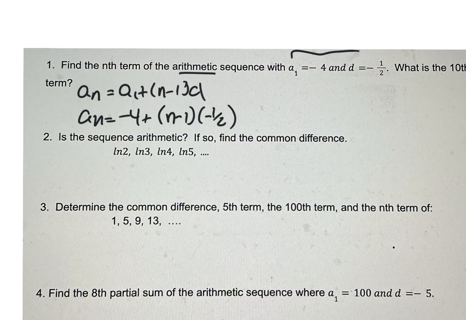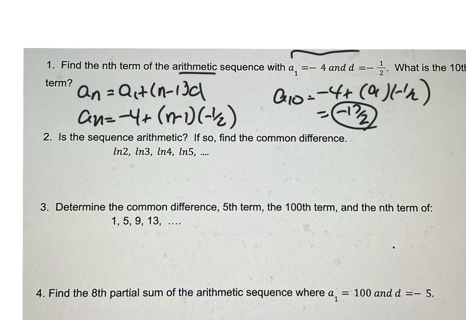Just write the formula. Then it says, what's the 10th term? Well, to find the 10th term, we're just going to plug in 10 for n. 10 minus 1 is 9 times -1/2. And you can punch that right in your calculator, or you can do it by hand. Doesn't matter. You should get -17/2 right there. So those are two answers for number 1.